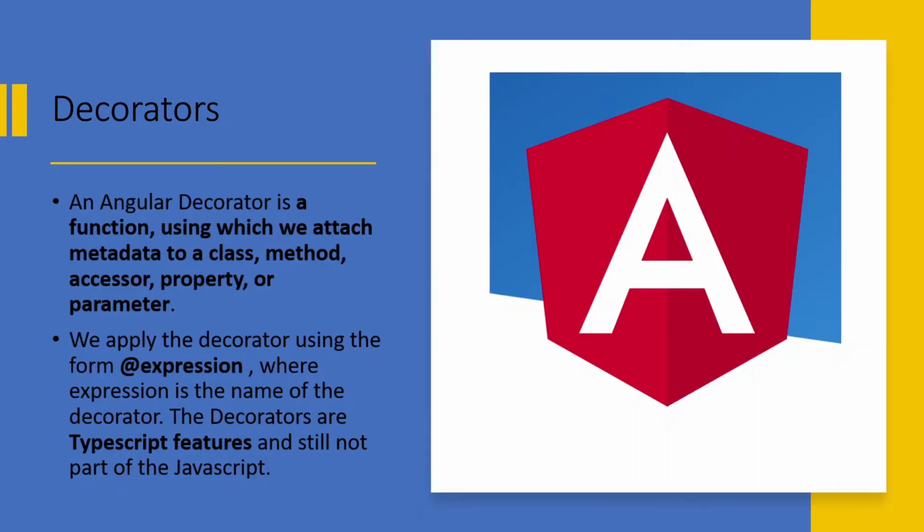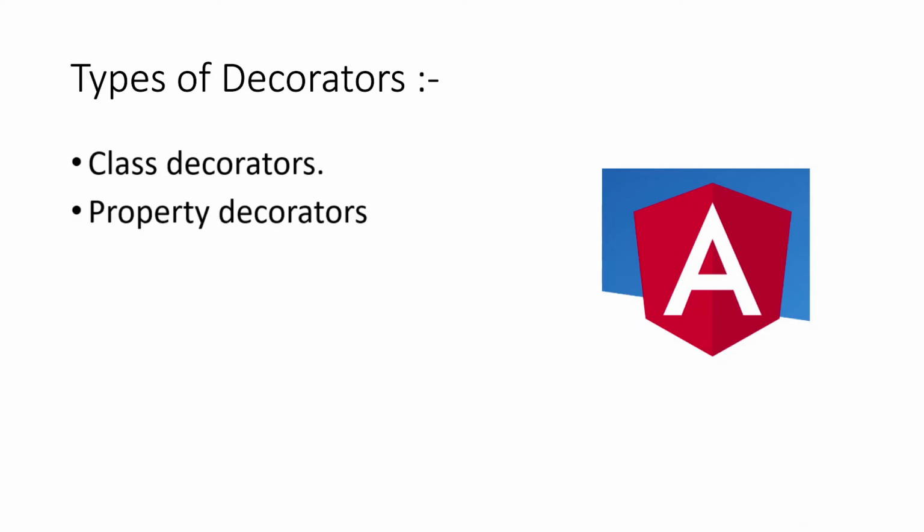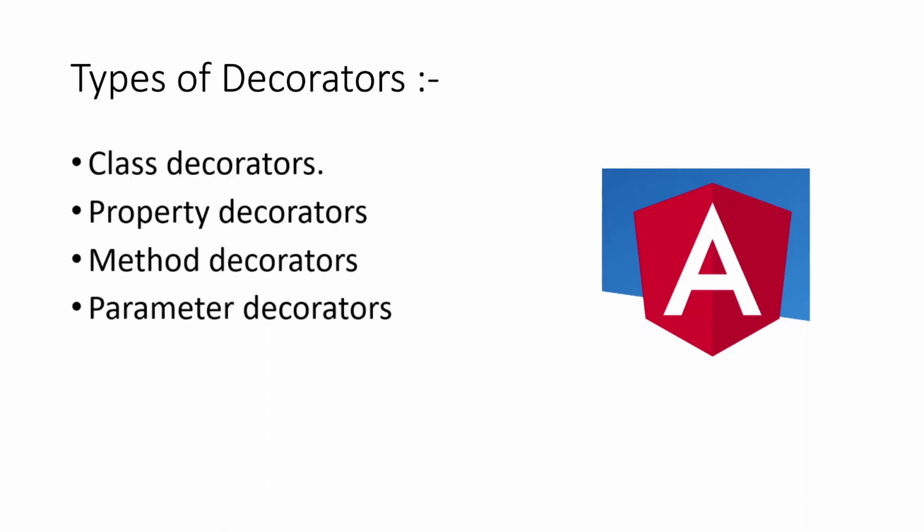Now let's take a look at the types of decorators. So there are basically four types of decorators. The first one is class decorator, the second one is property decorator, the third one is method decorator, and the fourth one is parameter decorator. We will see one by one what these decorators are and examples of them.